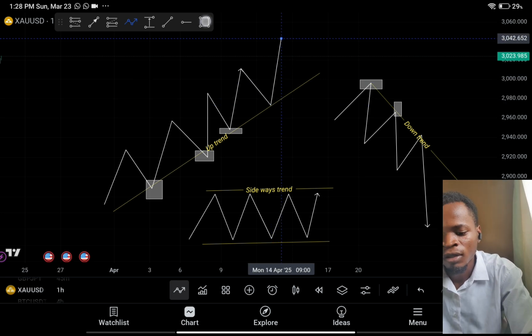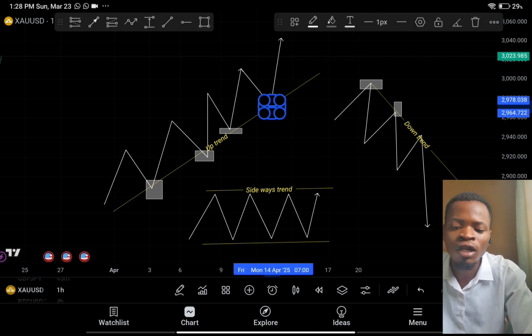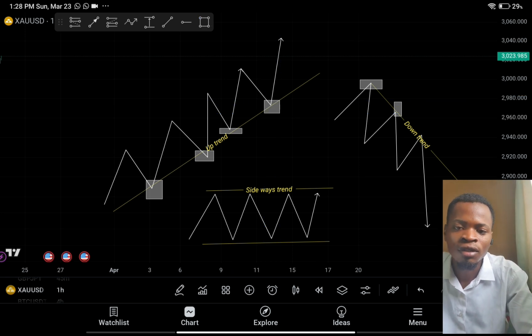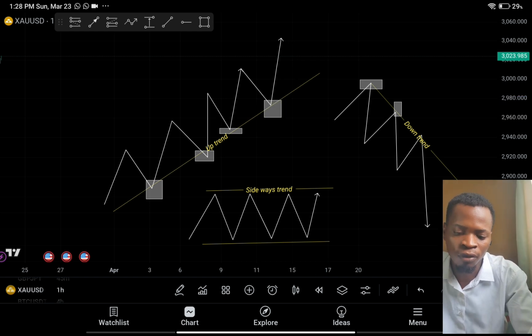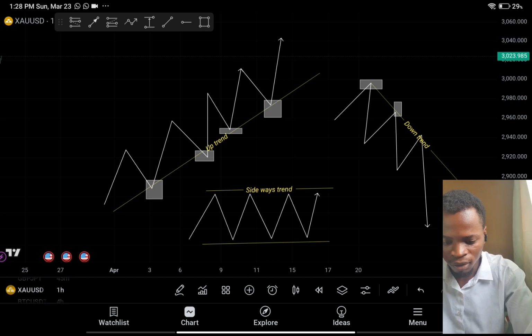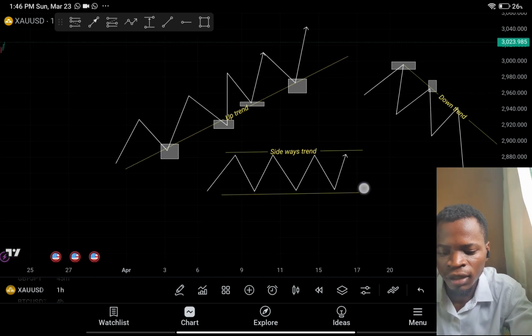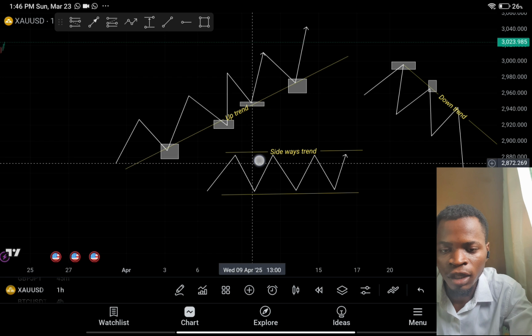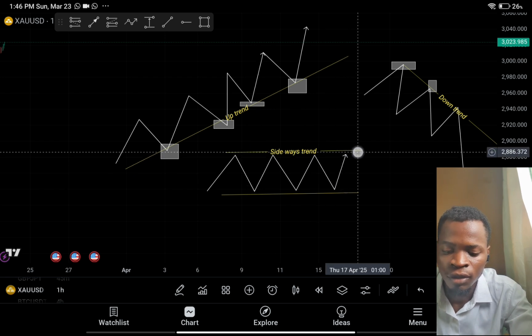You see, at this point, it has already given you a prediction. It has already given you a prediction that this is your point of interest. This place now in this trend line is your point of interest. Okay, the same thing with this one. So as you can see, trend line will help to give us the future price movement of the market.